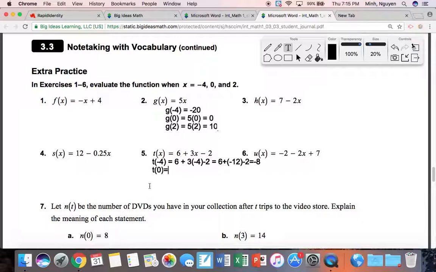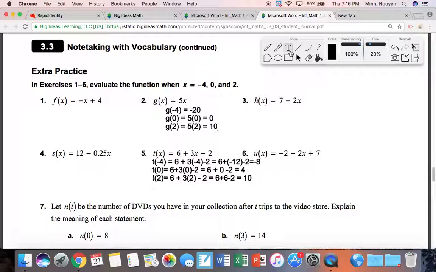T of 0 is equal to 6 plus 3 times 0, which is 0, minus 2. 6 plus 0 is 6, minus 2 is 4. Lastly, 6 plus 3 times 2, times 2 minus 2 is 6 plus 6 minus 2 is 12, minus 2 is equal to 10. So our three inputs are -4, 0, 2, and our outputs are -8, 4, and 10.